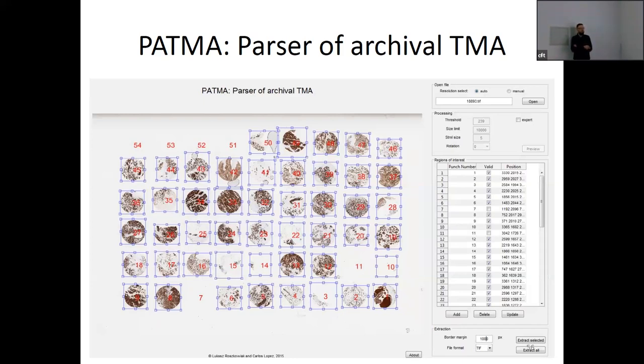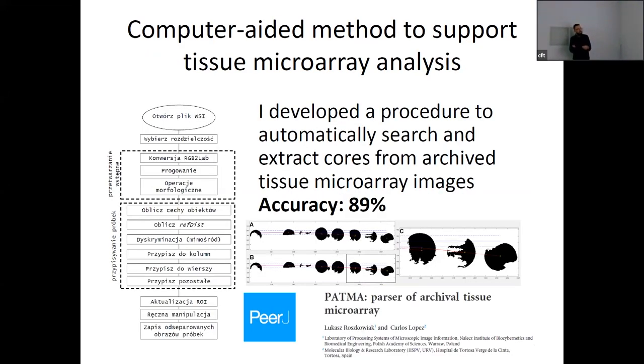This is quite a simple example, I know, but it works well. And this is good for presentation here, like the parser of the TMA. And I established here, sorry, this is in Polish, but the whole idea is that this is the pre-processing. And here we have the thresholding, a simple thresholding, and the morphological operation is also part of standard image processing. I applied standard image processing to achieve quite good results at segmenting and finding those punches here.